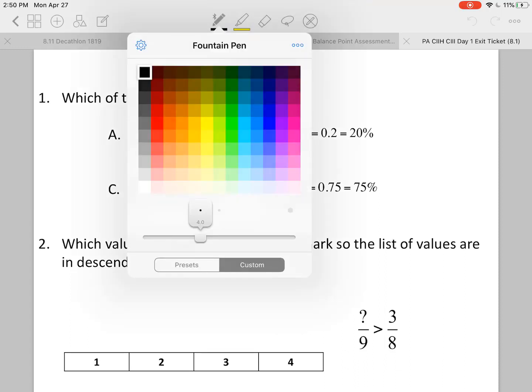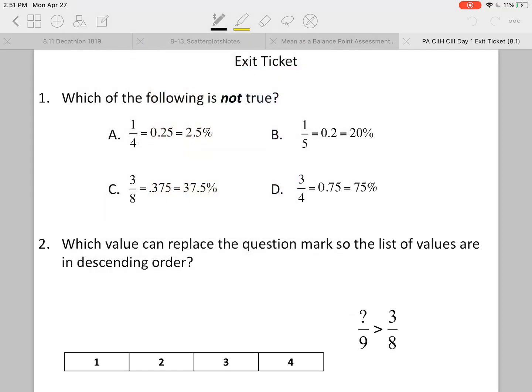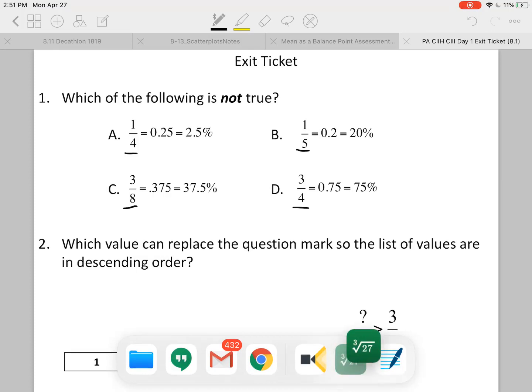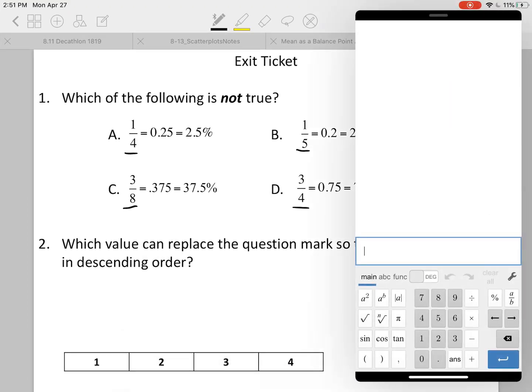Question number 1 says, which of the following is not true? So we are starting with a fraction in each problem. First, we need to convert each of these fractions into a decimal to see if the correlating decimal is true. For this, we can use Desmos. To find what the decimal of 1/4 is, we do the numerator 1 divided by the denominator 4, and we get 0.25. So far, A is true.